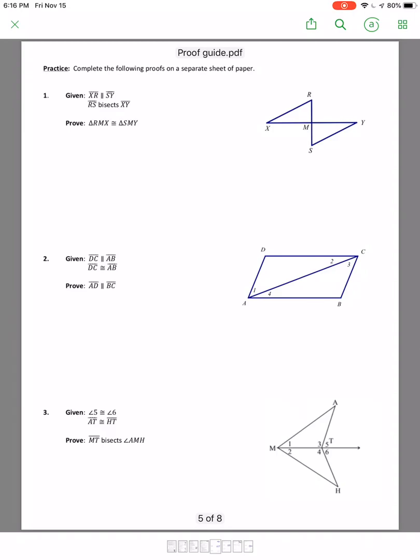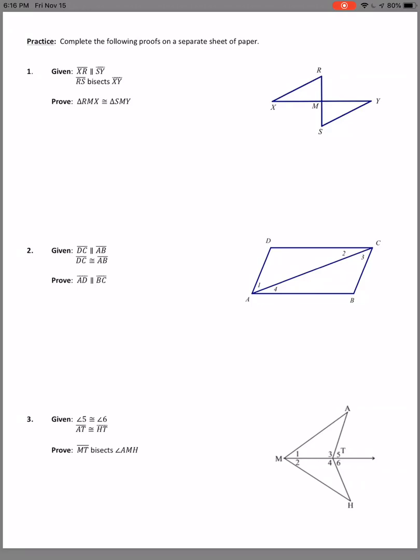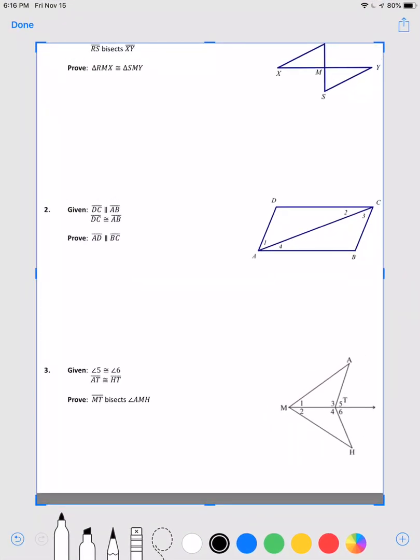All right, let's look at number 3. So number 3 says angle 5 and 6 are congruent. So this angle and this angle are congruent. AT is congruent to HT. Prove that MT bisects AMH.